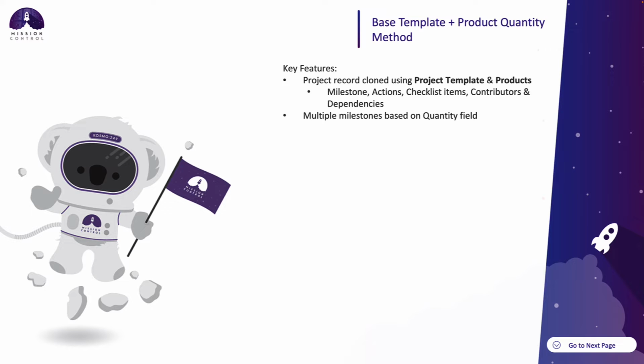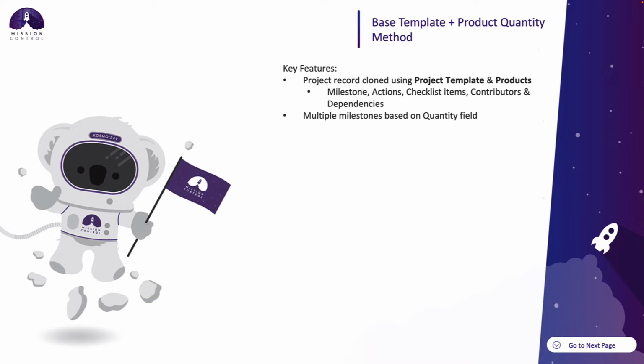The project template containing your standard milestones will be considered your base template, and all of the milestones within this project will be added to the project when it is auto generated from the opportunity. Any milestones related to the product will also be added, and potentially multiple times based on the quantity field on the opportunity line item.